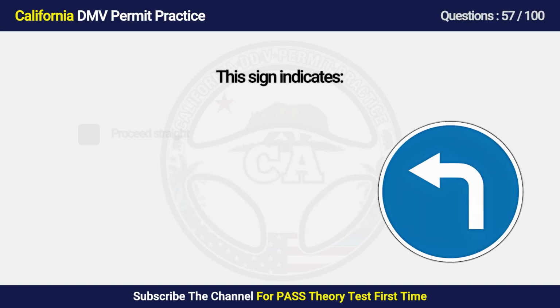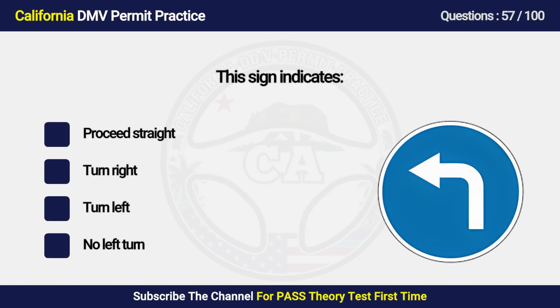Question 57. This sign indicates A. Proceed straight. B. Turn right. C. Turn left. D. No left turn.